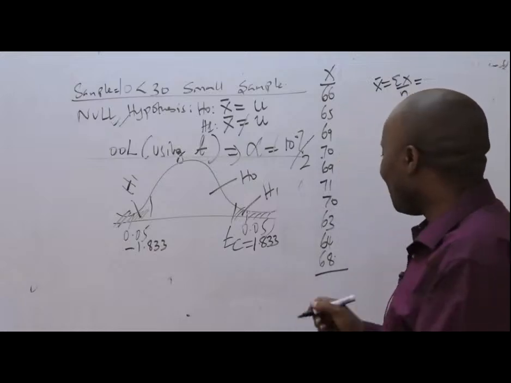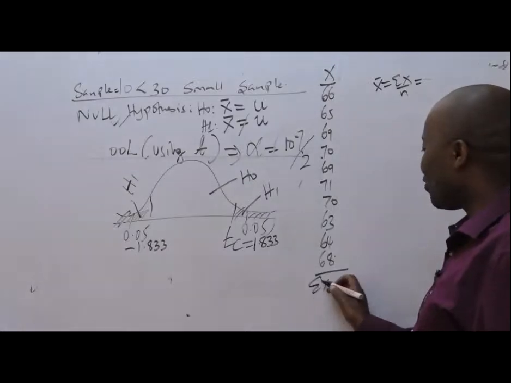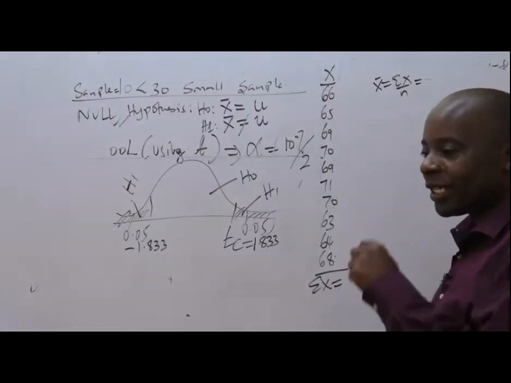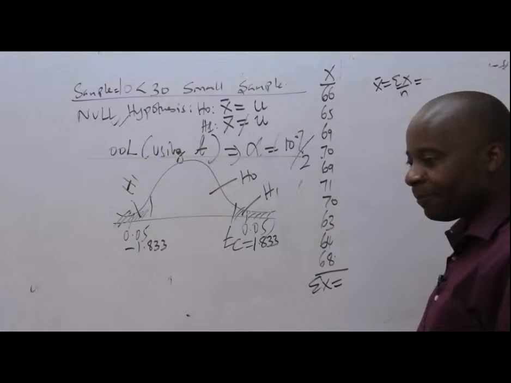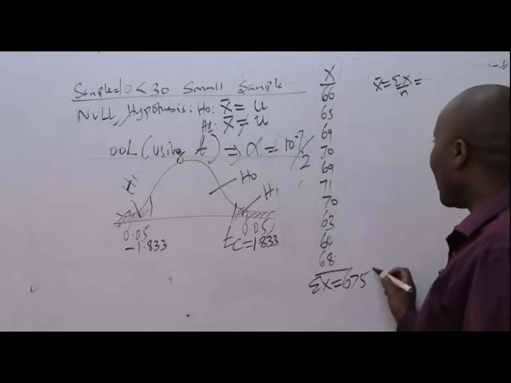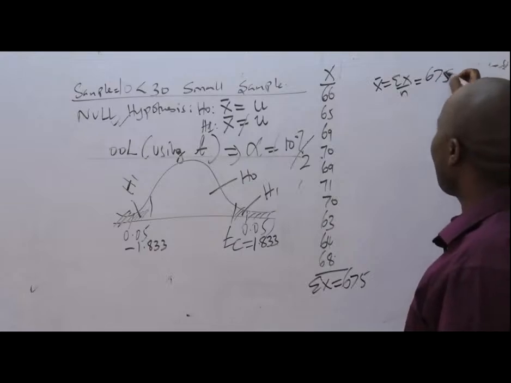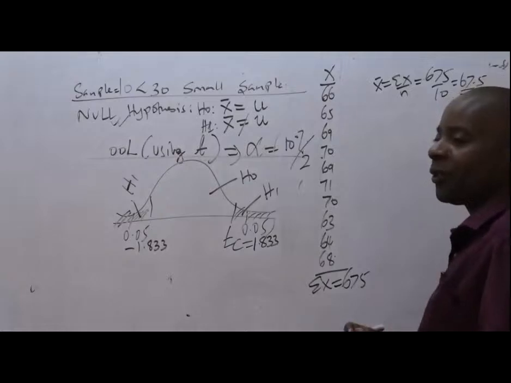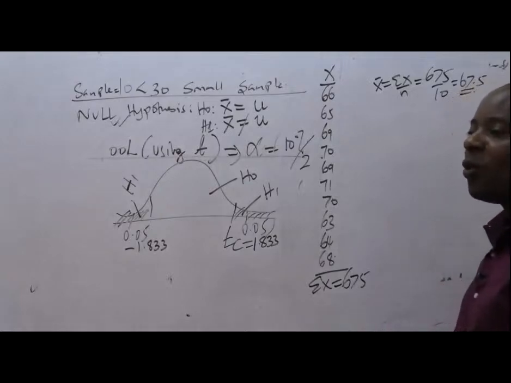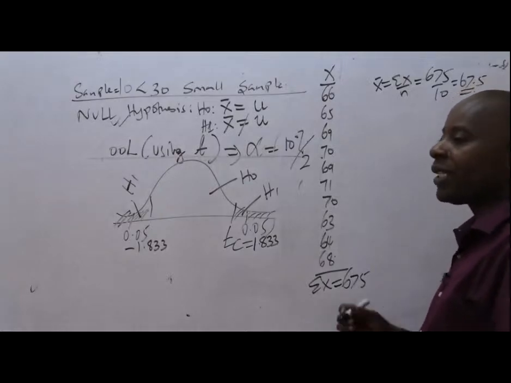So could you kindly give me the total here? Give me the summation of X first. Summation of X is what here? 675, thank you very much. And therefore X bar will be 675 divided by 10, which gives me 67.5. Thank you very much.